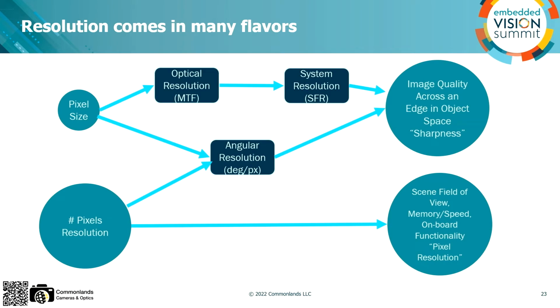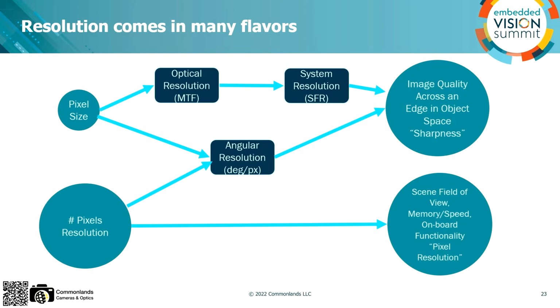Resolution comes in many flavors. There's optical resolution, which is the MTF of your lens and cover glass and the sensor. There's system resolution, which is SFR and includes image processing. And the other major type is angular resolution. Angular resolution, you can think of as magnification or zoom. So your 1x camera versus your 2x camera has different angular resolution. Combined angular resolution and system resolution can define the sharpness of an edge in your image.